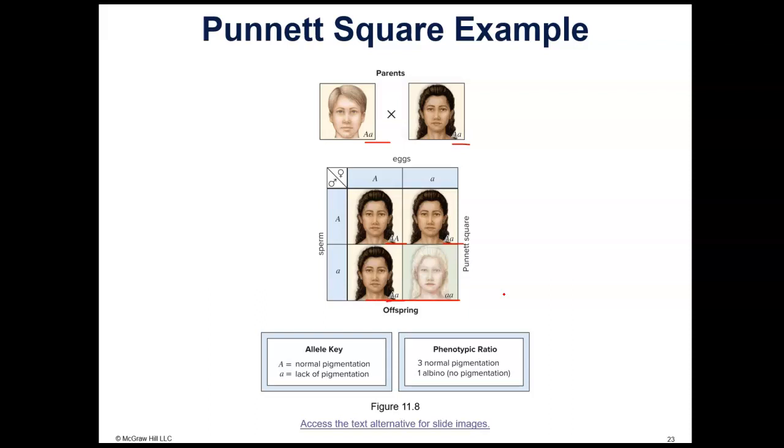This is one for albinism, by the way. So if you have 1 big A, you're going to have normal skin pigment, and if you have 2 little a's, you will not produce pigment in your skin, and you'll be an albino.